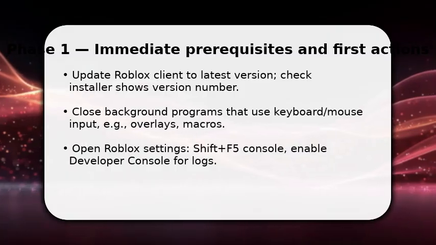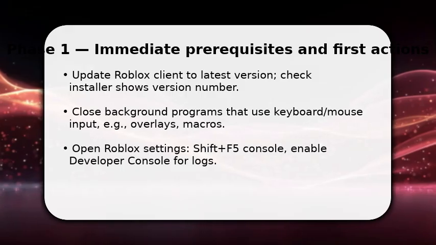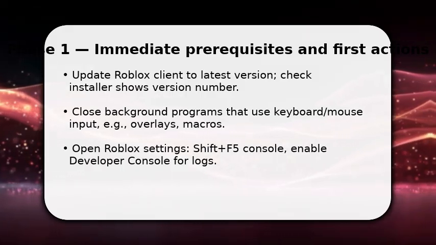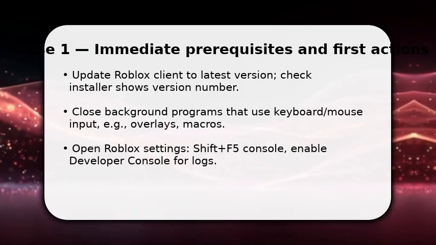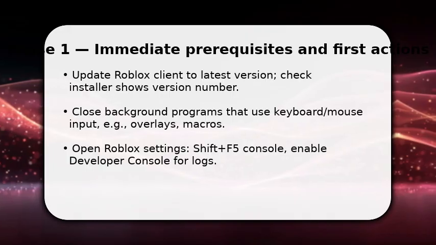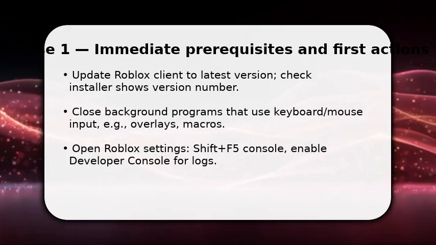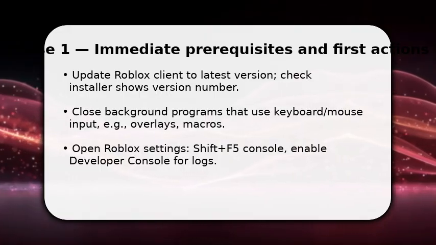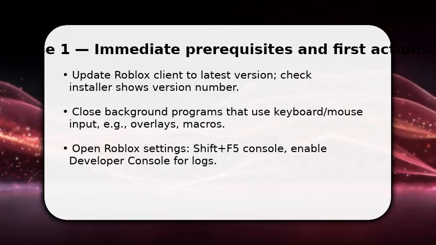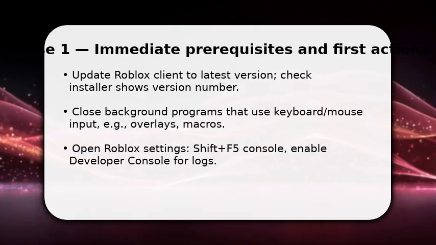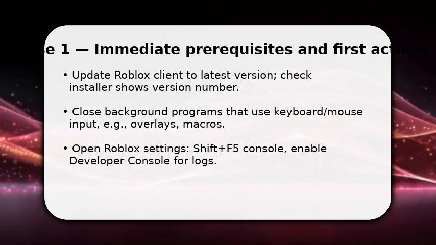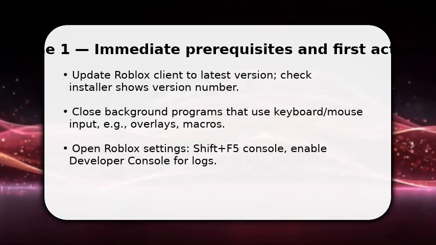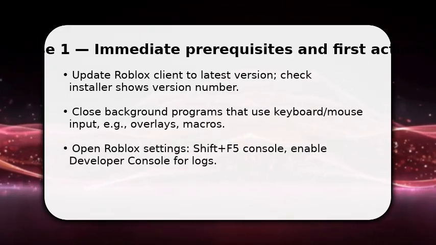You start by preparing the environment. Update the Roblox client now and close overlays and macro tools that hijack input. Once done, open the developer console in-game to capture movement errors and note any input warnings. You'll also switch off gamepad input in settings so only keyboard/mouse are active. This concentrates troubleshooting to one system. It reduces variable conflicts and lets you reproduce the movement bug reliably before applying fixes.